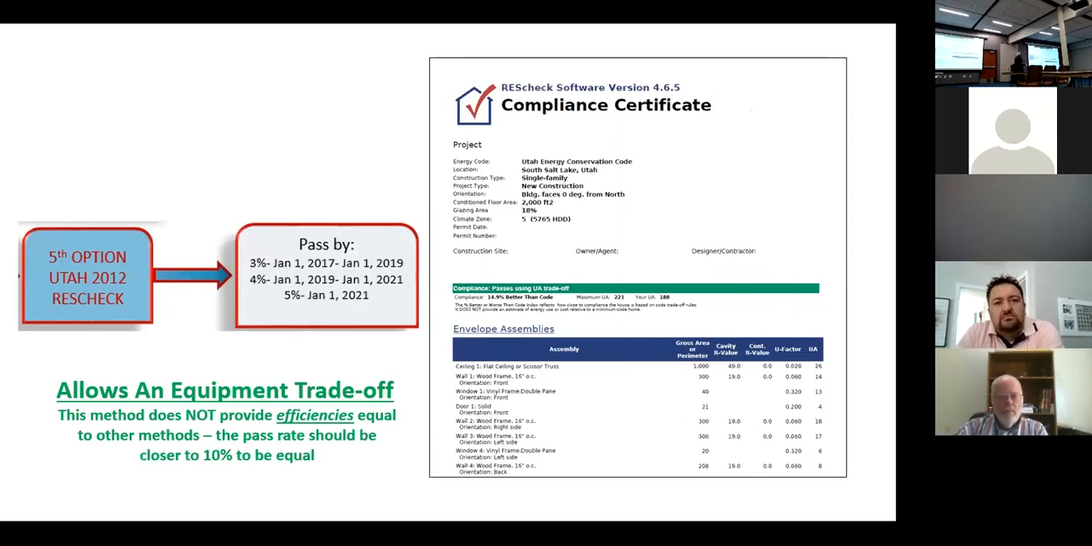The fifth option, I mentioned it earlier, this allows an equipment trade-off. Now, a little background on this. Back in 2006, we adopted the 2006 Energy Code, and we started enforcing the Energy Code in 2006, and it was a simplified code from 2003, because the 2003 did not use county lines to identify climate zones. It used heating degree days and cooling degree days. And you're familiar with what those are, but I bet most people in here are not familiar with what those are.